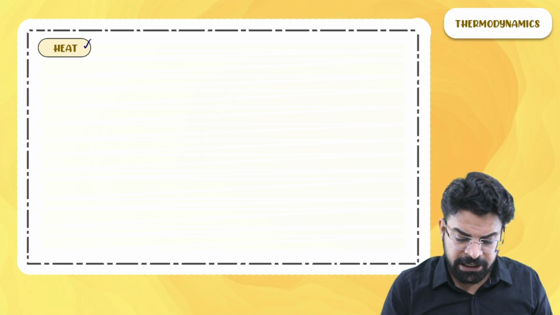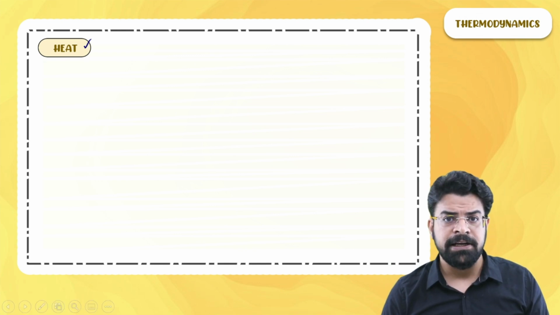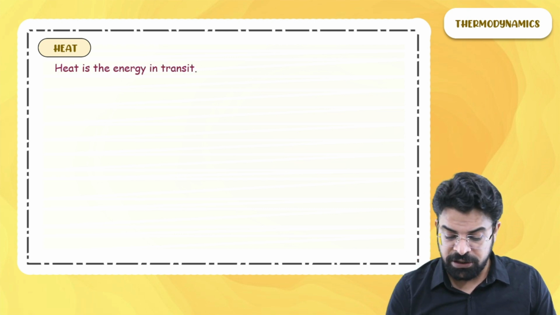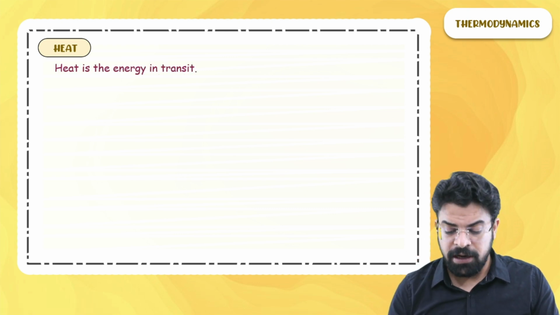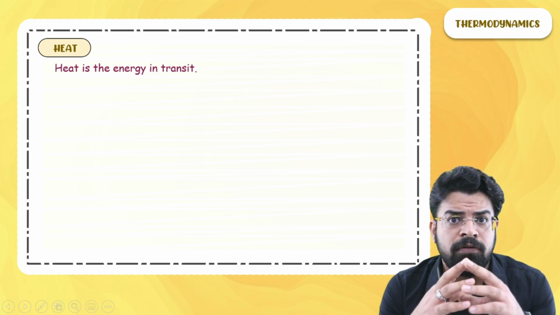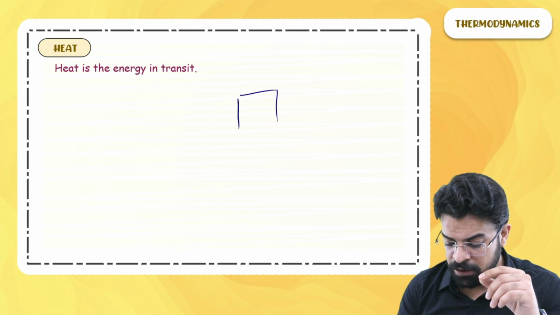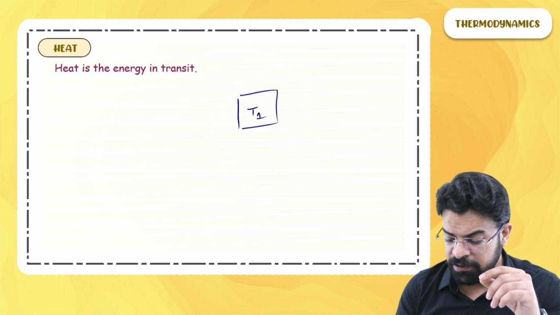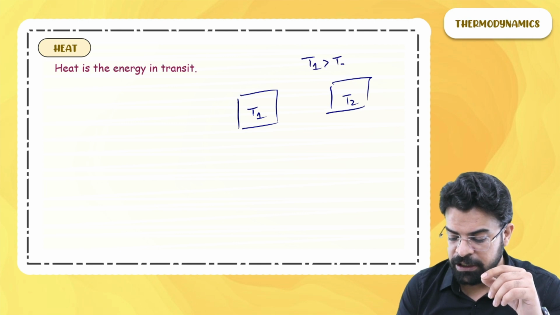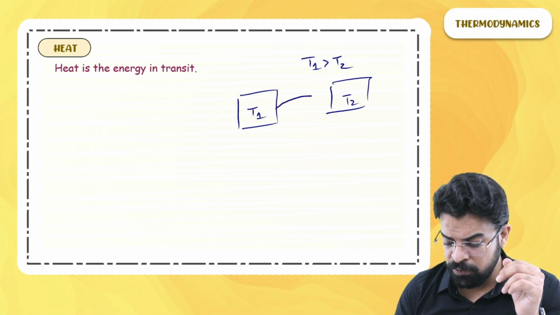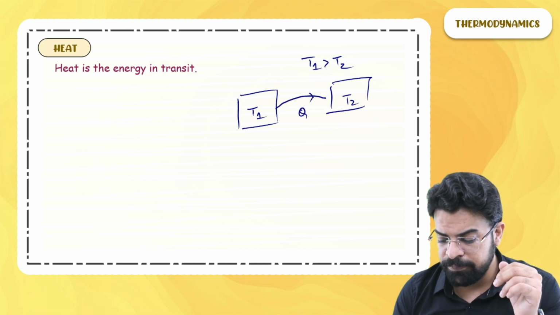So now let's move on and start understanding some terms. First of all, heat. What is heat? Heat is the energy in transit. Heat flows from the body of higher temperature to the body of lower temperature. So let's say you have got a body at a temperature T1, and another body at temperature T2. Let's say T1 is greater than T2. A net heat flows from T1 to T2, from the first body to the second body.